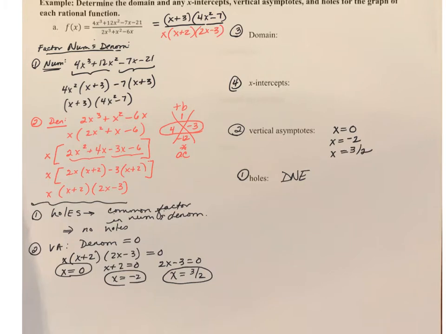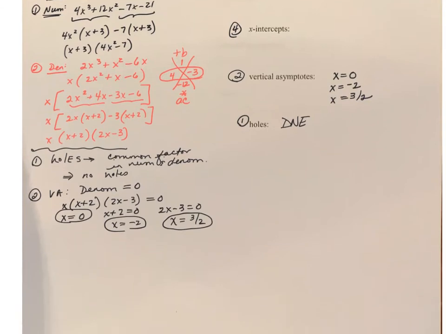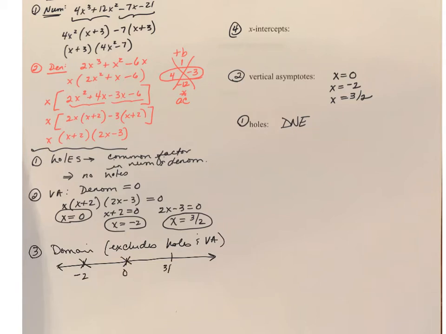Now that I have found the holes and the vertical asymptotes, I know where this graph does not exist. So at this point, it's a logical place to find the domain. That'll be my next step. The domain, of course, excludes holes and vertical asymptotes. If you want to use a number line, if that makes life easier, then I know that x cannot be negative 2. That's a vertical asymptote. It cannot be 0. Also a vertical asymptote. It cannot be 3/2. If I had a hole, I would add that on here as well, but I don't have any holes.